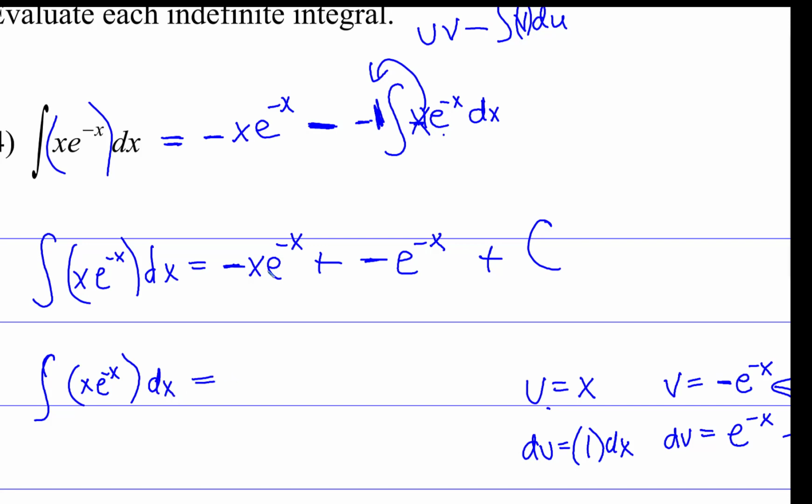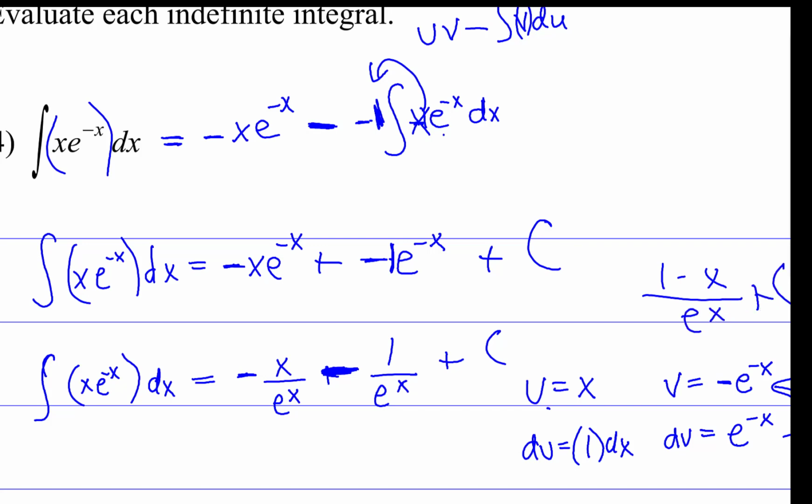So this is a negative x, and since e to the negative x, we will put e to the x there, and that's a negative, or negative 1. So instead of plus, I can put subtract 1 over e to the x plus C. And really, that could be rewritten as 1 minus x all over e to the x plus C.